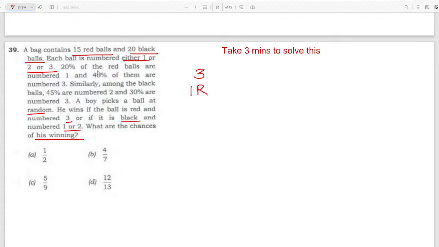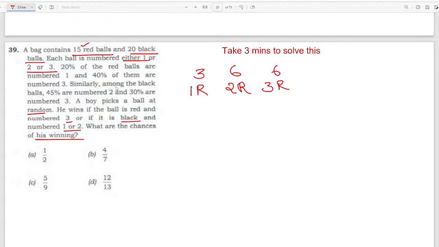And 40% of them are numbered 3. 40% of 15 balls is 6. 6 balls are numbered 3, and they are red balls. And 20 plus 40 is 60, so another 40 would be number 2. Number 2 red is 6. So 3 plus 6 is 9. 9 plus 6 is 15. So 15 red balls are accounted for here.